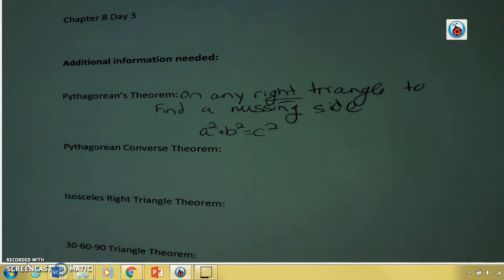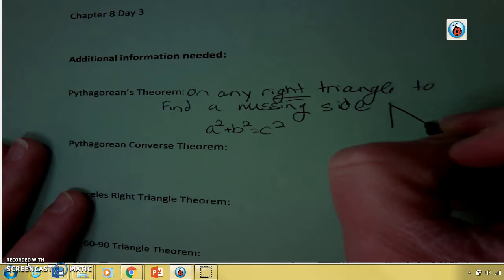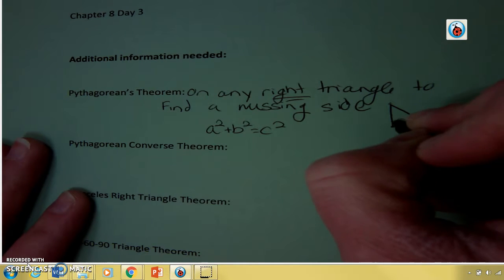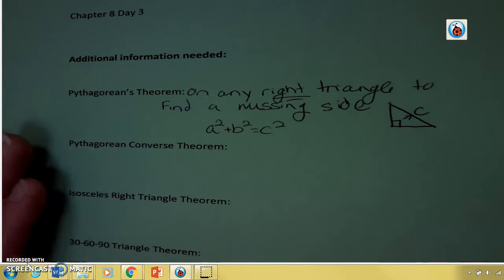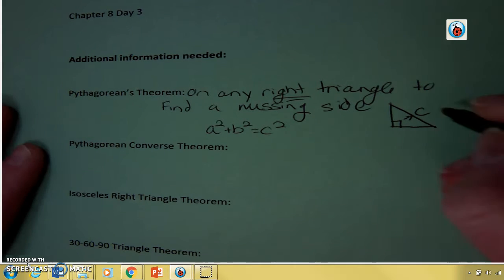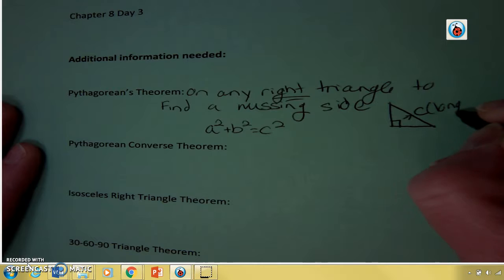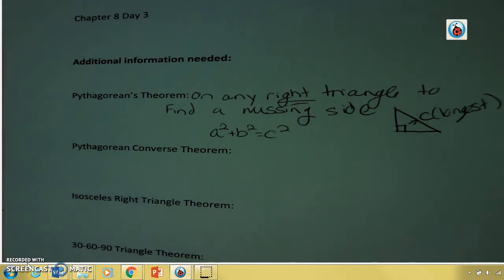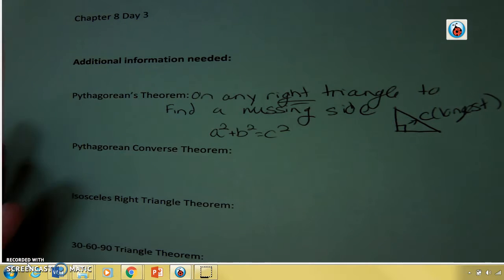I'm not going to go too much into it because you've done this last year. The only thing I really want to make sure we remember is that c is always the hypotenuse. It's the side across from the 90 degree angle, and it is the longest.